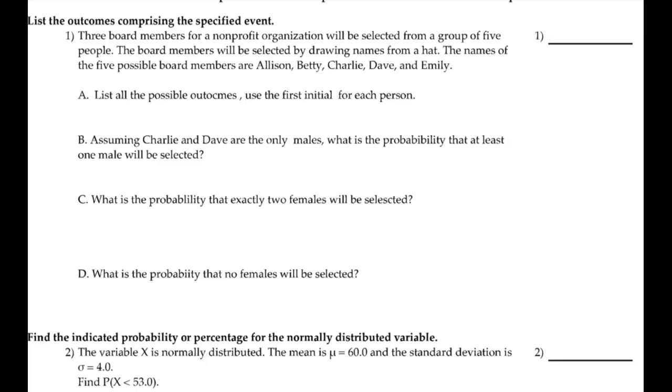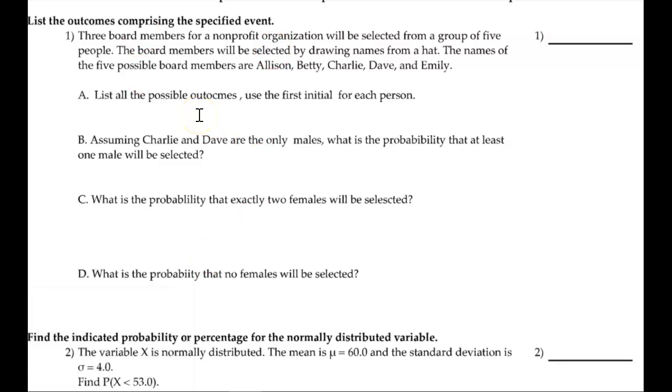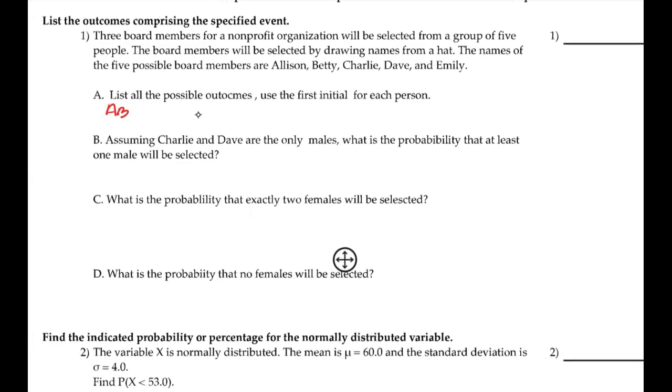So this first one is just a basic set of 1, 2, 3. We have 5 people. List all possible outcomes. Use the first initial so you don't have to write the names out. You can do this as systematically as possible so that you don't miss anything. The best way, and I made this easy, is A, B, C, D, E. So you can kind of go through. I would start A, B. Now, I can have A, B, C.